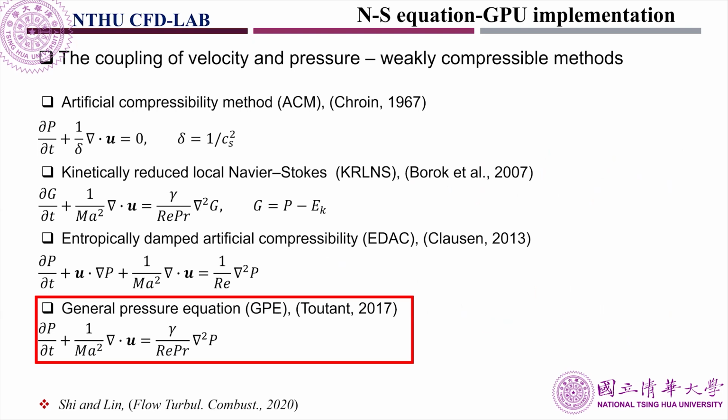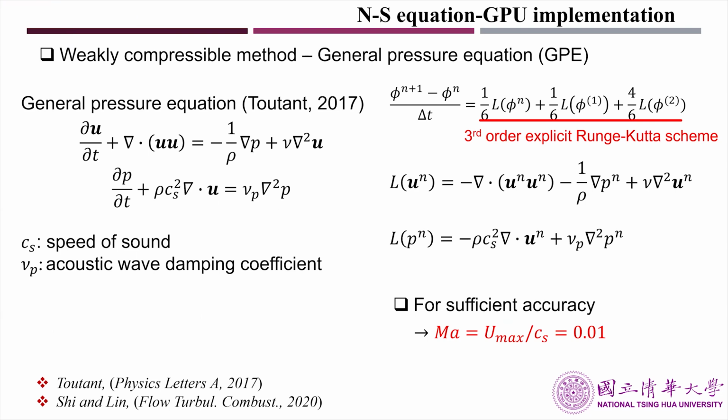And there are many ways: artificial compressibility method, kinetically reduced local Navier-Stokes equation, entropy damping artificial compressibility method. The one we are using is the general pressure equation. So we solve the pressure evolution equation instead of solving the pressure Poisson equation, and that is fully explicit. We use the third order explicit Runge-Kutta method.